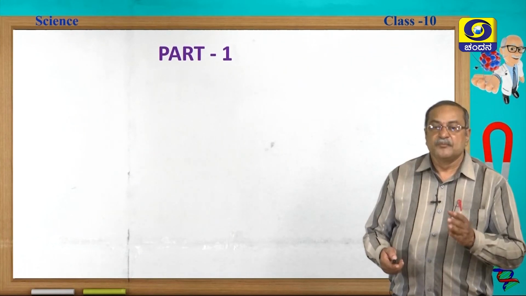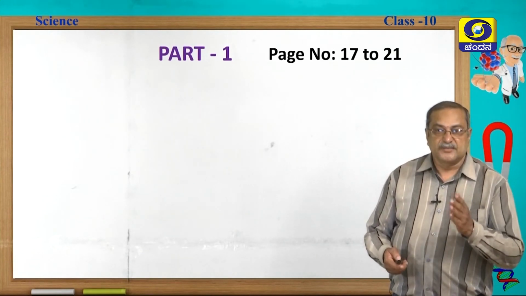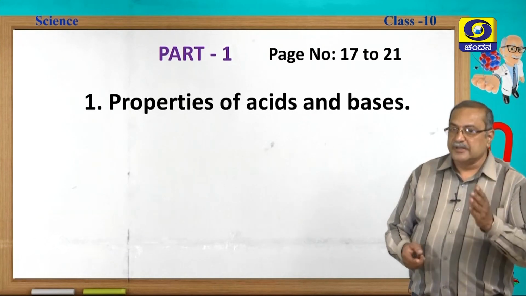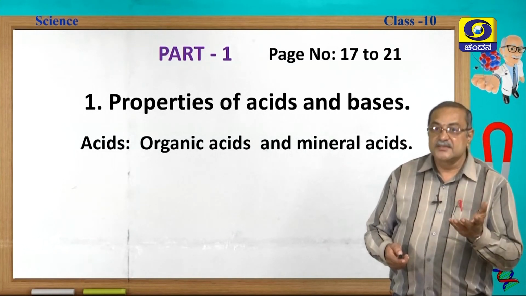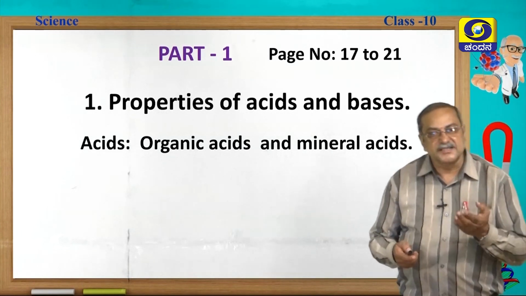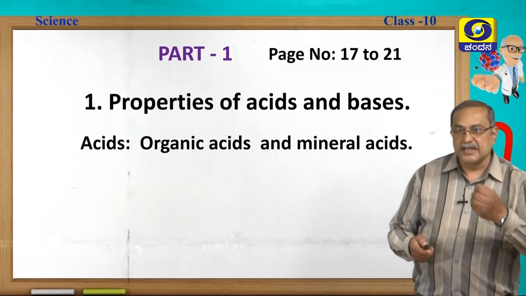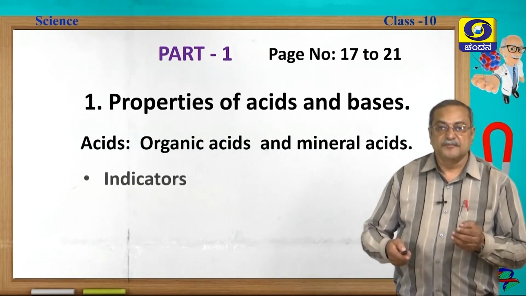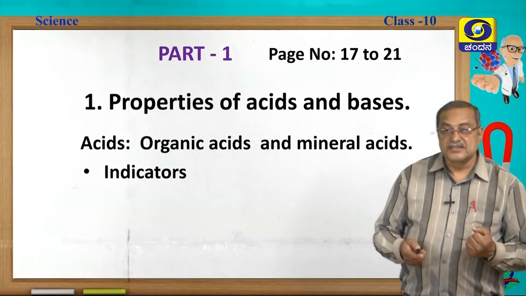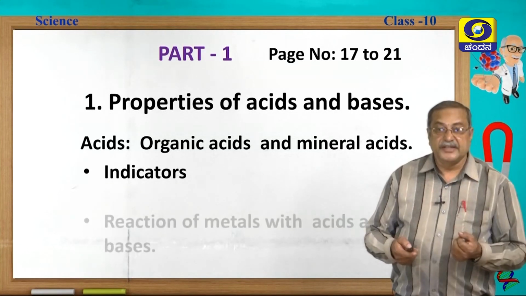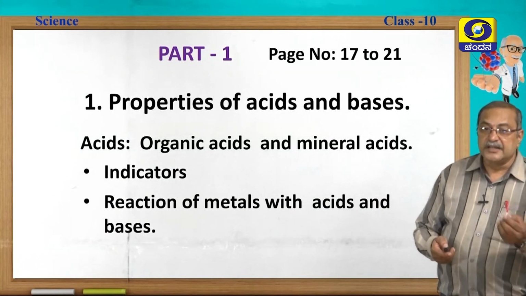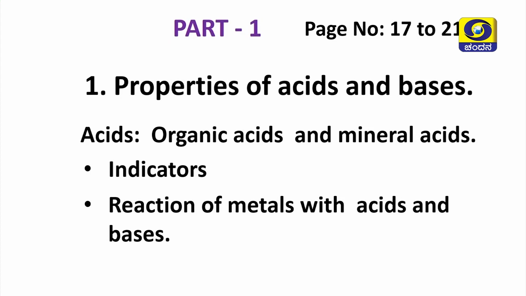Let us see the part 1 of what we have learned, page number 17 to 21 or 20. Properties of acids and bases. In that one we have learned about acids, the meaning. There are two types of acids, one is organic acid and the other is mineral acid. We learned how to find out whether the given solution is acid or base by using indicators. There are three types of indicators we have learnt, and we also learnt about the reaction of metals with acids and bases, how they react with each other. That we have learnt in the first part.